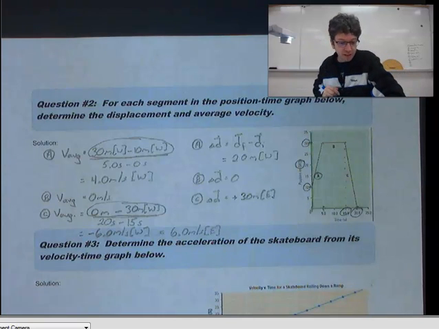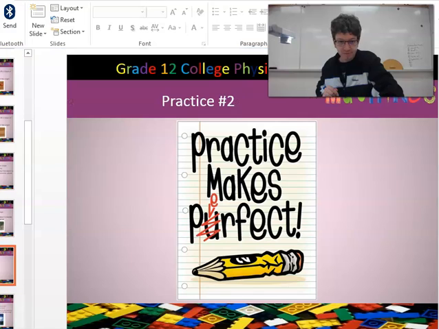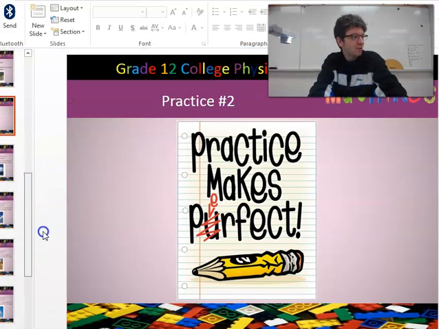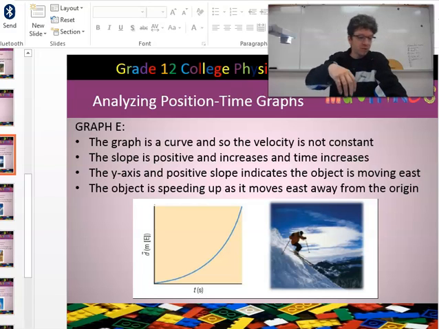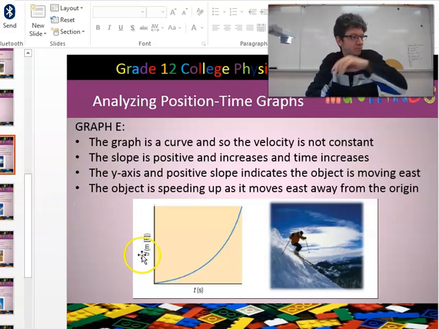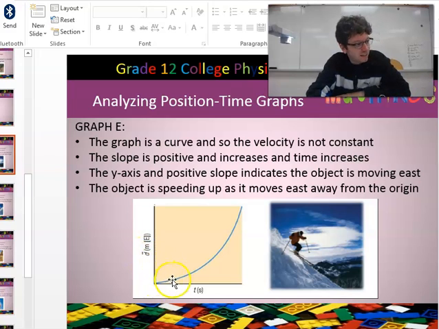So let's move on. I'm going to go back to the PowerPoint, and we're going to look at some other examples. Up until now, we've looked at examples where we have straight lines. Now, the line's not so straight anymore. So what's happening here? It looks like we have a curve. If you look at the slope, it's hard to calculate because it's not a straight line.